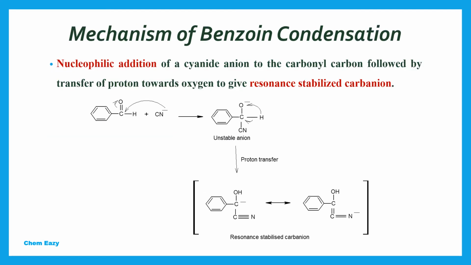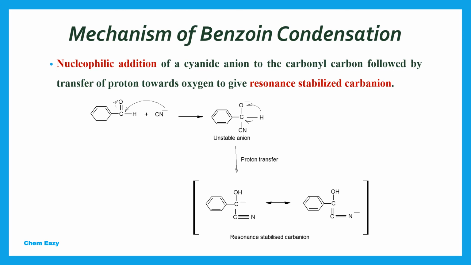A very simple mechanism is involved in benzoin condensation. In this condensation reaction, cyanide ion acts as a nucleophile. This nucleophile adds to the carbonyl carbon atom of one molecule of aromatic aldehyde, that is nucleophilic addition takes place, and produces an unstable anion. This unstable anion consists of a negatively charged oxygen atom.